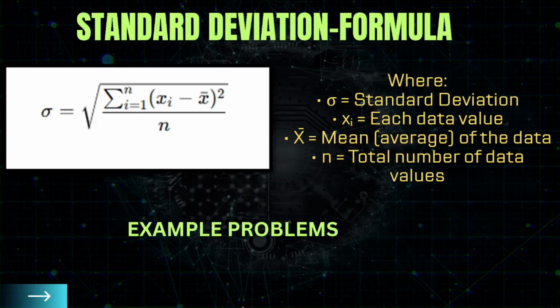Okay, so now what is the formula for finding the standard deviation? It is the root of sigma i equal to 1 to n of (xi minus x bar) the whole squared, divided by n. Here the symbol represents the standard deviation, xi is each data value, x bar is the mean, which you are going to find out, and n equals the total number of data values.